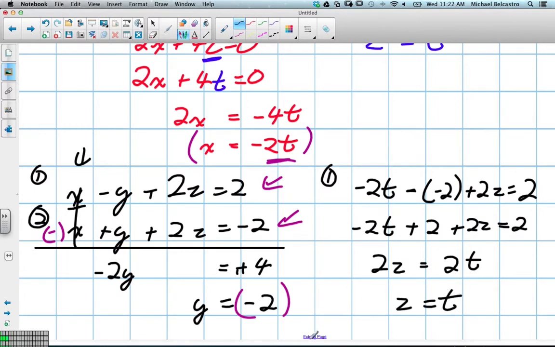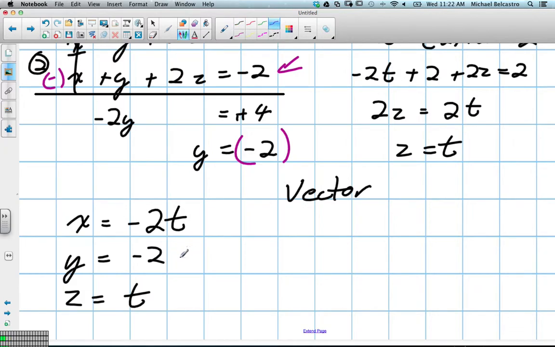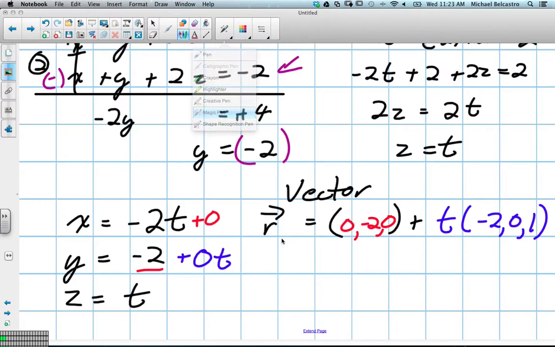So let's organize our parametric forms here. X was equal to negative 2t. Y was equal to negative 2. Z was equal to t. And I'm going to put this into vector form so we can get an idea of what we're looking at here. In this case, just to fill it in, we technically have a 0t, which means our direction vector is negative 2, 0, and 1. And a point on our line is 0, negative 2, and 0. So our line where the two planes intersect passes through this point here.